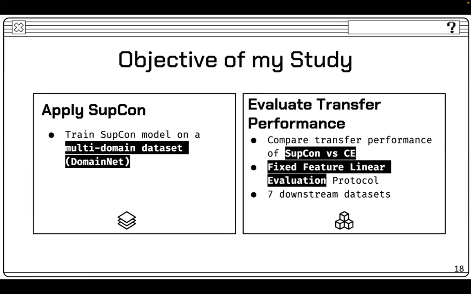As such, the objective of my study is to train a SupCon model on a multi-domain dataset. The multi-domain dataset that I'll be using is called DomainNet. Then I will evaluate the transfer performance of the SupCon model. I'll compare the transfer performance of SupCon versus a cross-entropy loss model, using the fixed feature linear evaluation protocol. I'll evaluate the transfer performance on 7 downstream datasets across different domains.